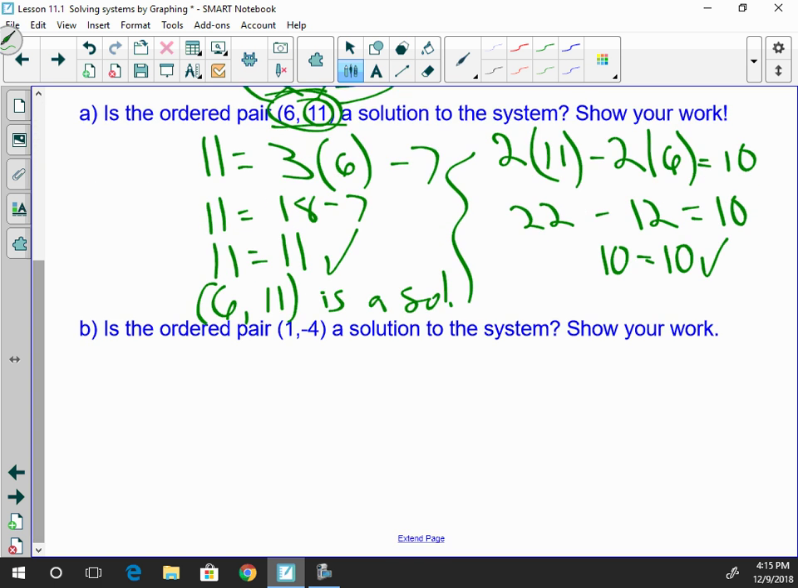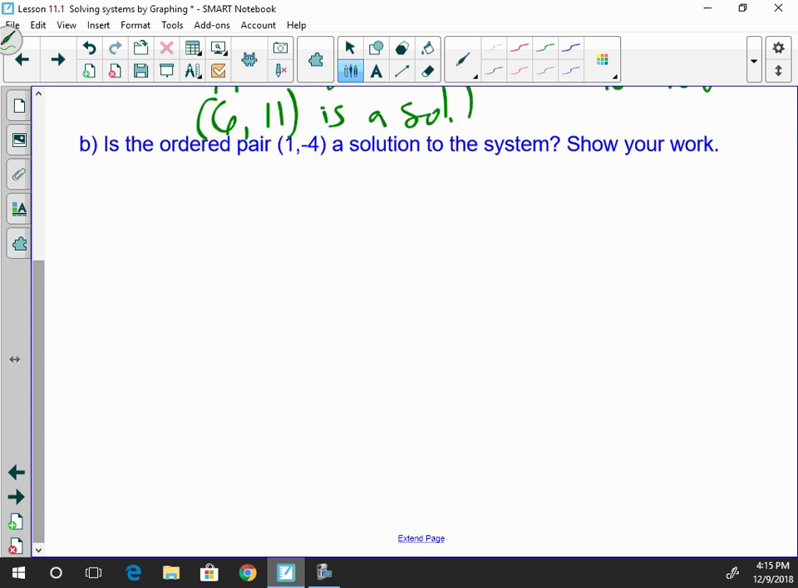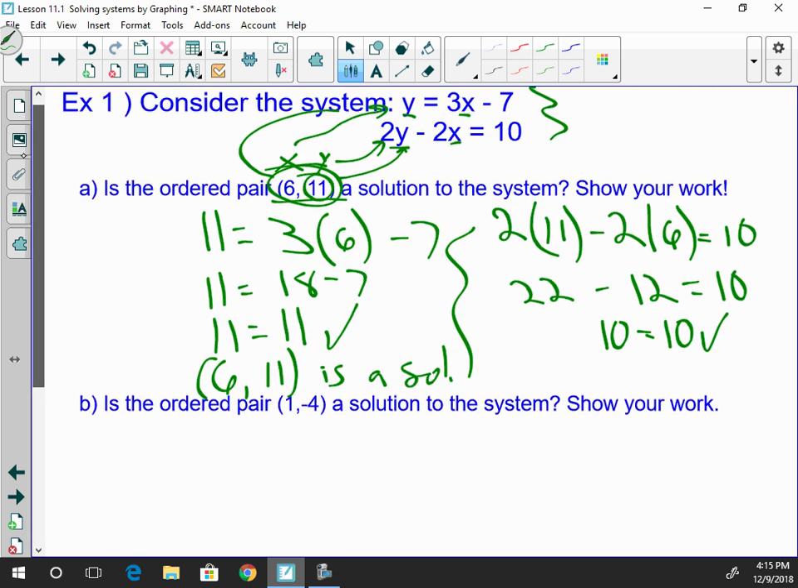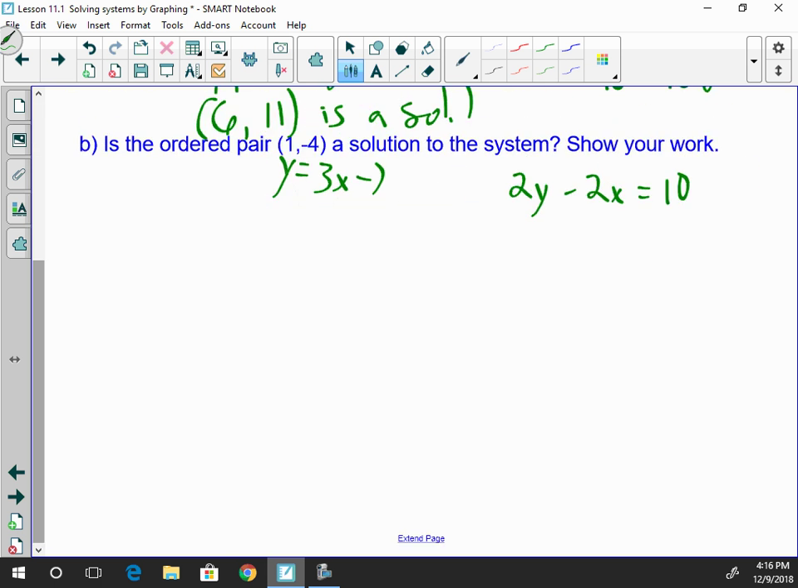Okay. Well, we want to check also to see if there are other solutions. All right, so let's check and see if 1, negative 4 is a solution. I have to go back up here and write both these equations down. So y is equal to 3x minus 7, and the other one is 2y minus 2x equals 10. All right, now, give myself some workspace here. It's the same exact process. I'm going to substitute in my negative 4 for y is equal to 3 times x, which is 1, minus 7.